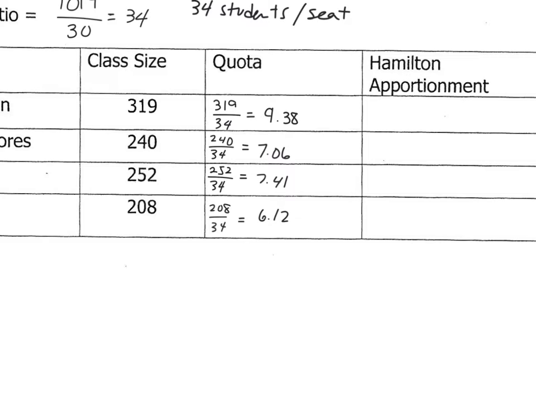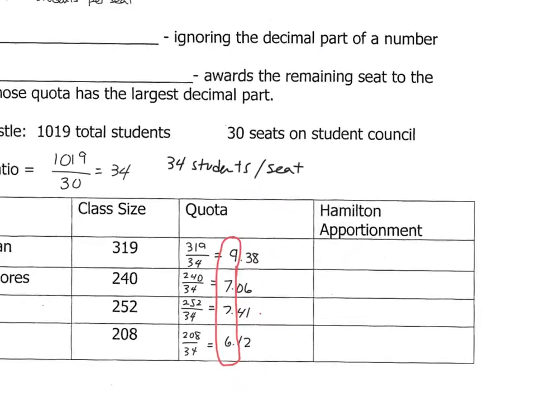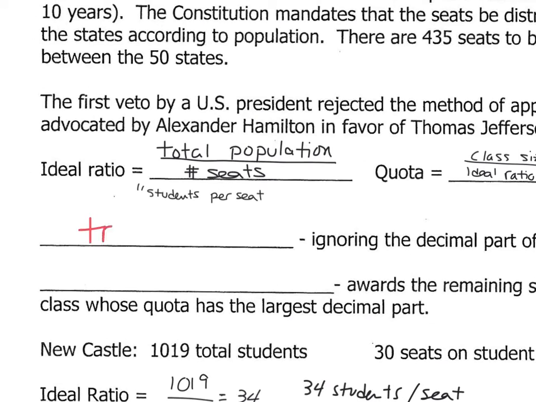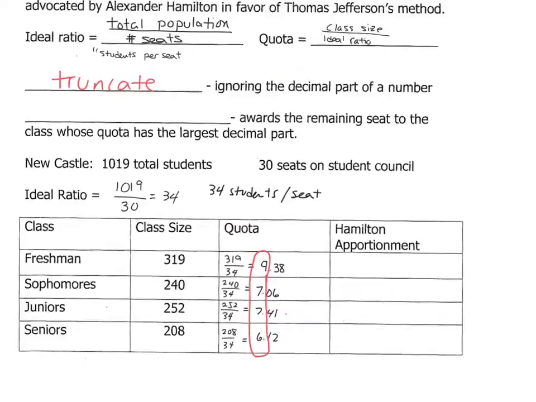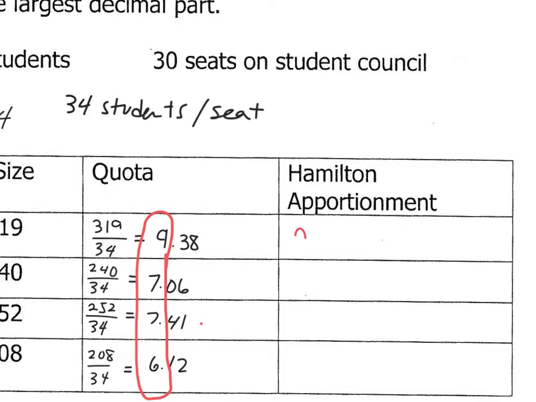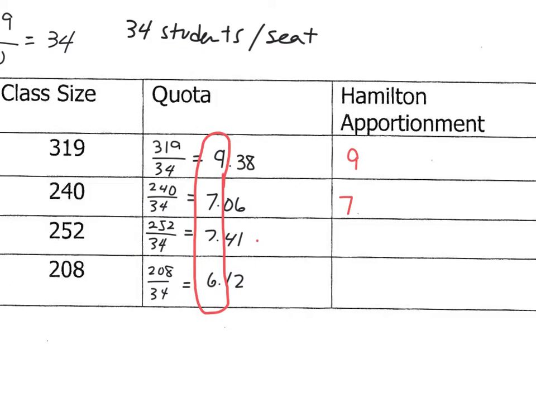When you're finding a quota, go ahead and find 2, 3, 4 decimal points, because we are going to use those decimals later for something called the Hamilton apportionment. But to begin the problem, we're just going to truncate, which means to ignore the decimal part of the number. And this gives us 9 seats for the freshmen, 7 seats for the sophomores, 7 seats for the juniors, and 6 seats for the seniors.